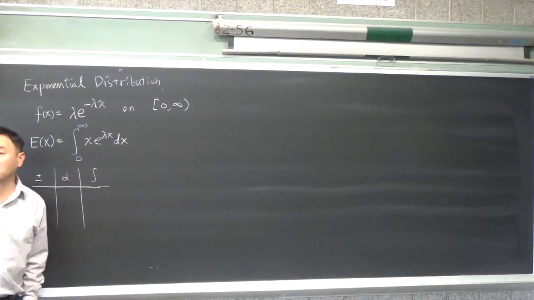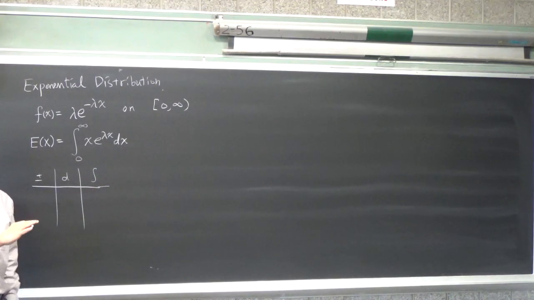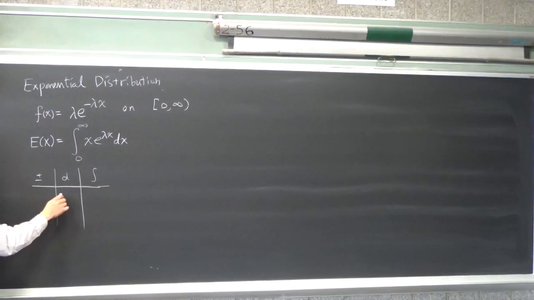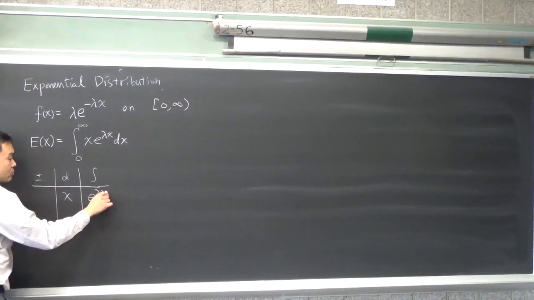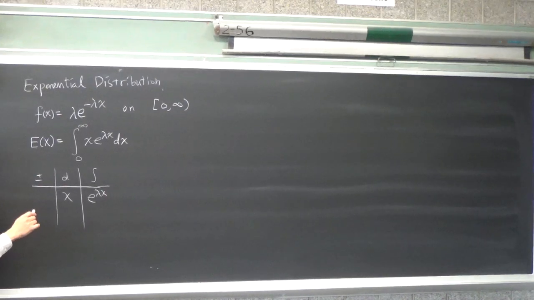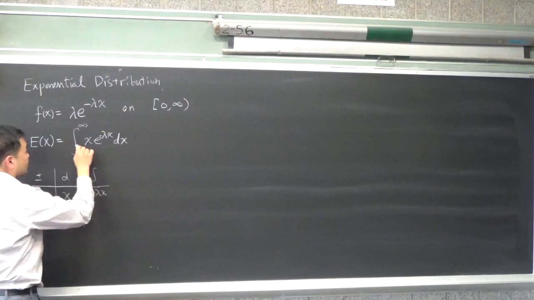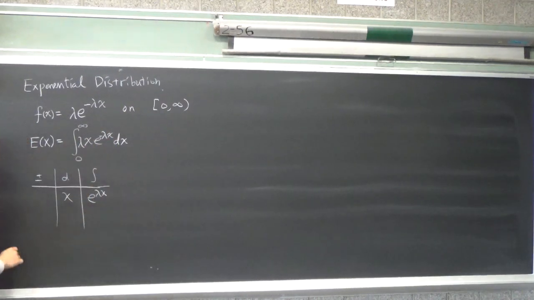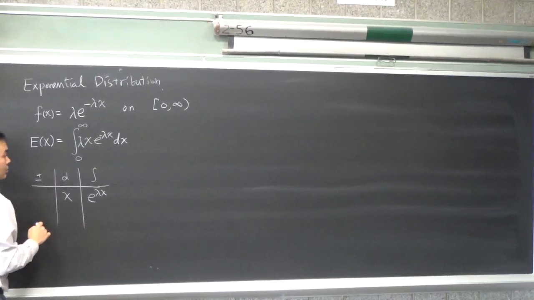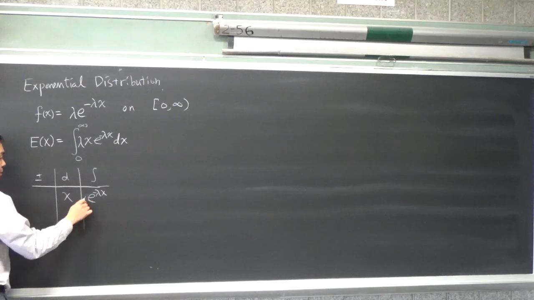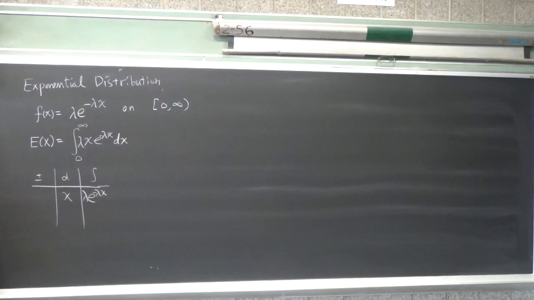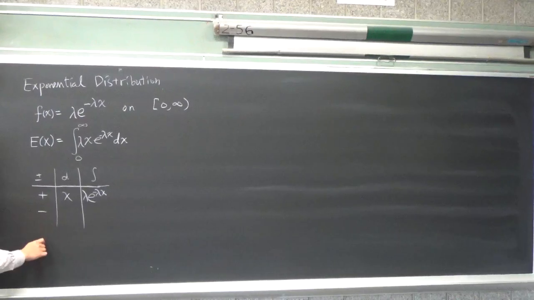On my YouTube channel, I have several videos explaining the tabular integration in full. So if you have time, please try to review those. Yes? Are we integrating lambda e to the negative lambda x, or x e to the lambda? Oh, x? Thank you. Okay, so I should put minus here. I'll put that negative lambda here. So I put plus, minus.